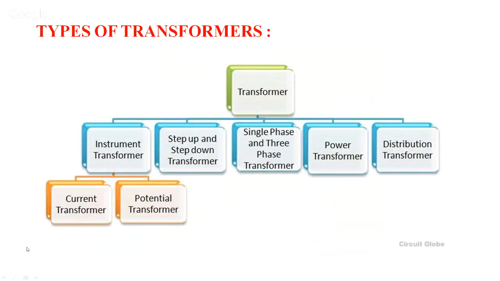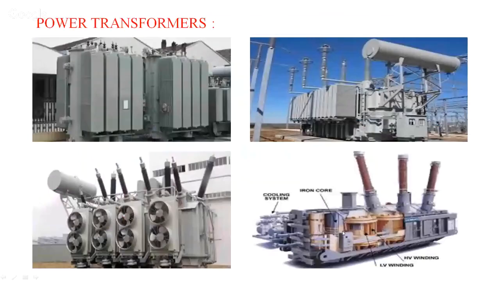So we have already studied the different types of transformers, and this is just a summation. We studied the step up transformer and the step down transformer, single phase and three phase transformers. We saw core type and shell type, and another is the instrument transformers, which are of two types: current transformers and potential transformers. And we also have power transformers and distribution transformers.